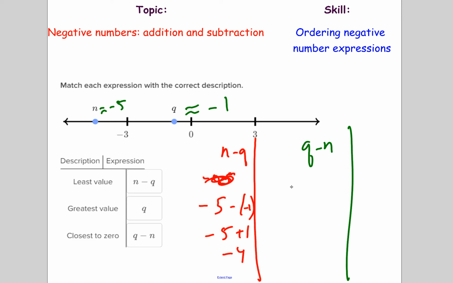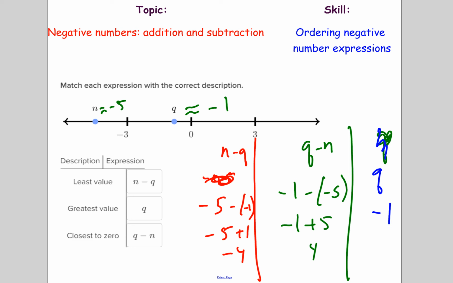Q minus N would be negative 1. Oops, I said I would do that in green, right? I was a liar. Okay, Q is negative 1 minus N is negative 5. Negative 1 minus negative 5 becomes negative 1 plus 5, which is 4. All right, so which one, and then there's Q alone. Let's do that one in blue. Q alone, which we don't have to calculate, but that's just negative 1.